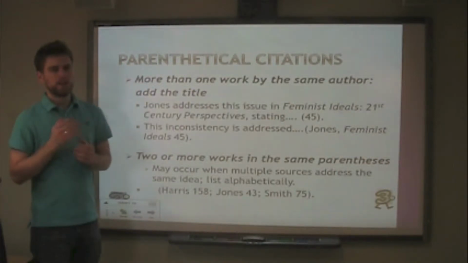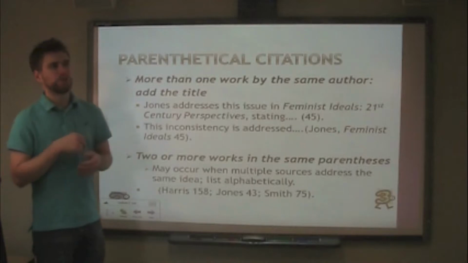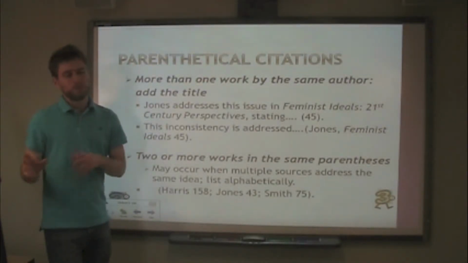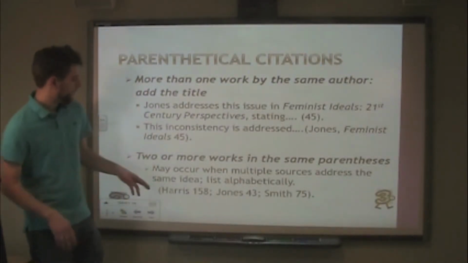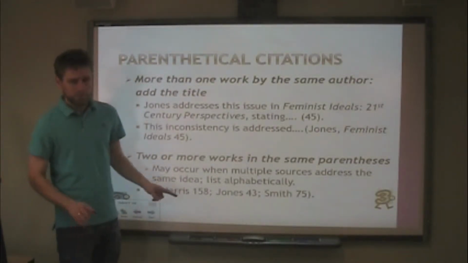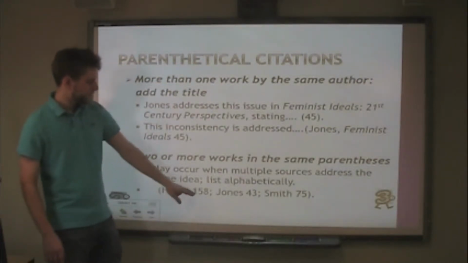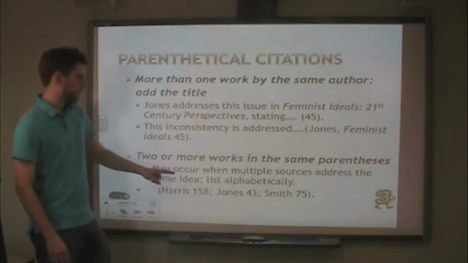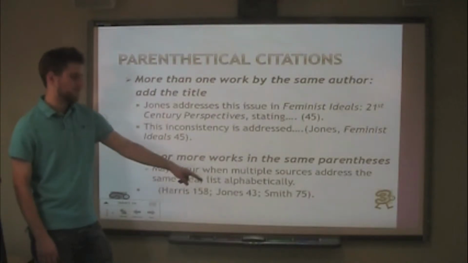If you are citing more than one work in the same sentence, or you're saying, for example, that these three people all said the same thing, which was blank, you have to cite all of them. And you do it the same way you normally would. You have the author's last name and the page number, and then you separate them with a semicolon. As it says here, they have to be listed alphabetically. So Harris, Jones, and Smith.